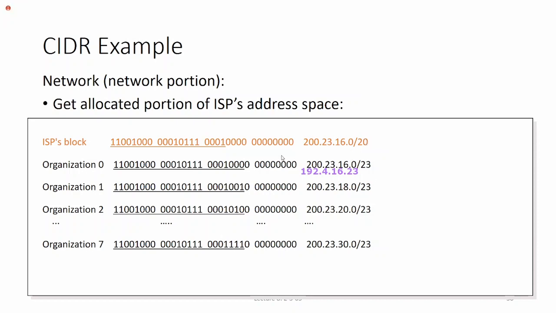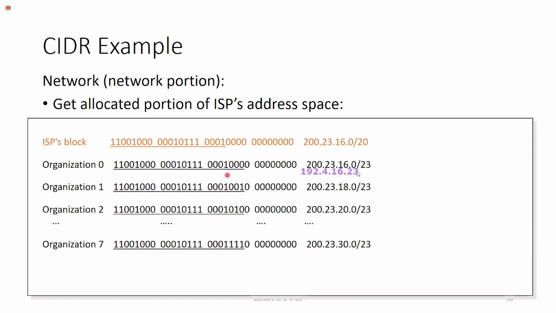If you are using 20, that means you are going up to here. Right? Then after that, if you want to go further, you can use some additional bits and again do subnetting. So let's say your IP address is this. You are given this /20 IP address. That means up to here is the network.